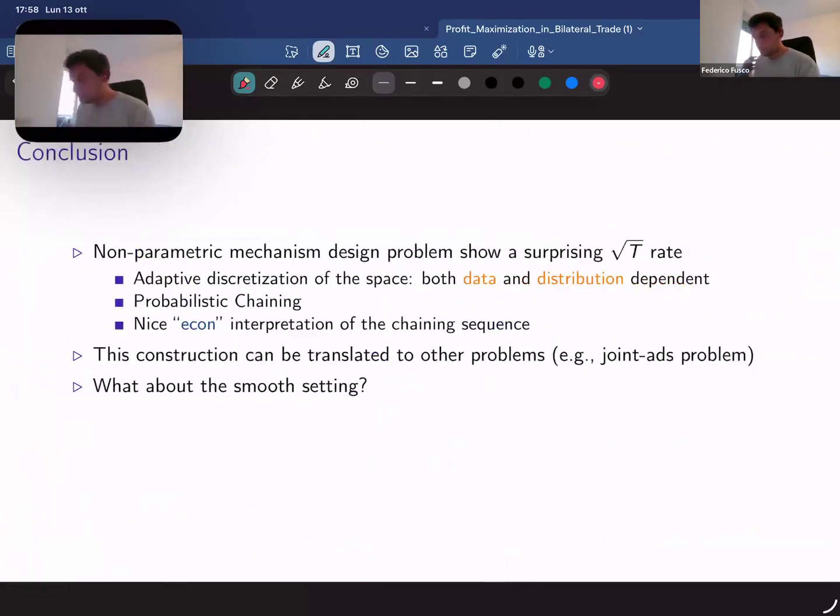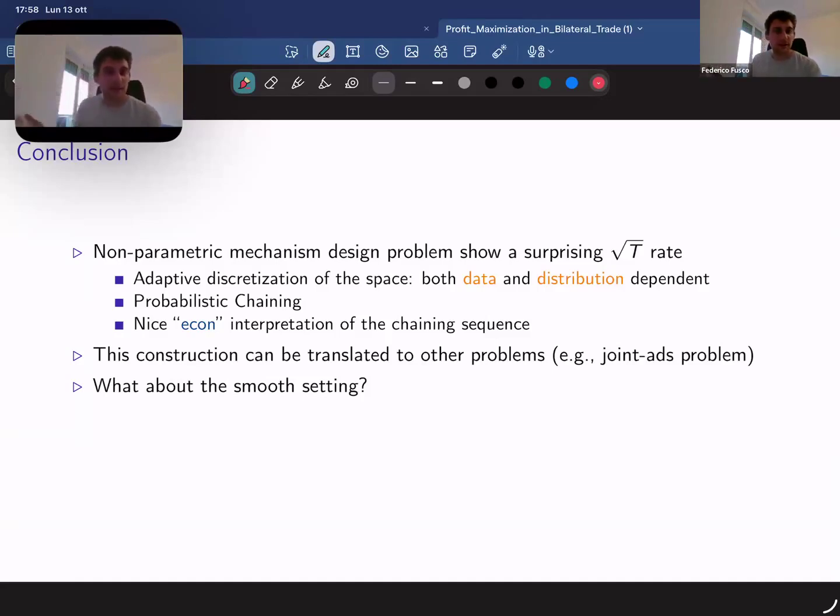Perfect. Now, future directions. First, this construction can be generalized to other problems. In particular, we had this EC '24 paper on a similar problem called the joint SAS problem, and with the same technique, we get the same tight result. And now what I think is a really nice next question is to try to understand whether we can get square root T also in the smooth setting.